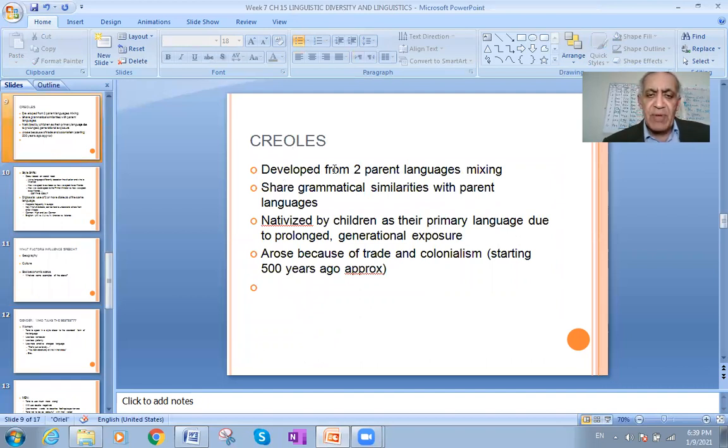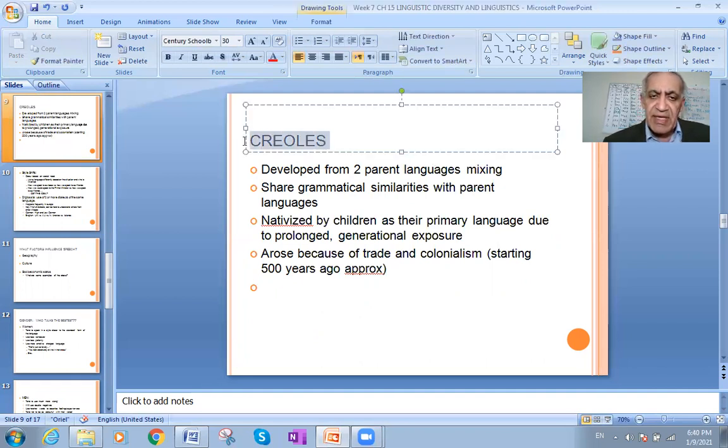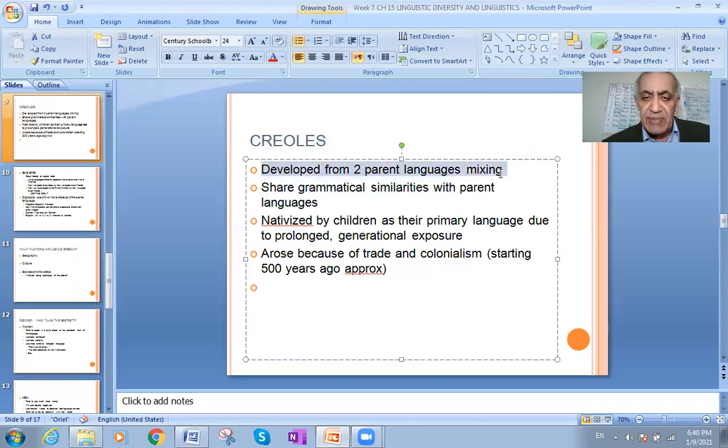Creoles developed from two parents' languages mixing. Those are the people like the Canadian-born children of two immigrants. The father immigrated to Canada, and the mother immigrated to Canada, and they have a kid. This kid is Creole, developed from two parents' languages mixing, sharing grammatical similarity with the parents' languages, nativized by children as their primary language due to prolonged generational exposure. It arose because of trade and colonialism starting approximately 500 years ago.